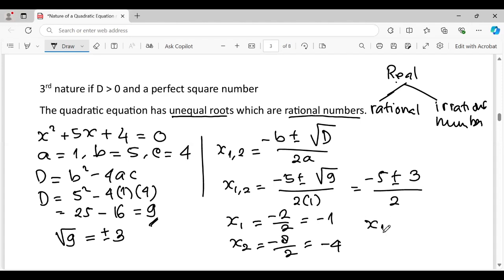Look that x1 is unequal with x2, different. x1 equals minus 1 and x2 equals minus 4. So this quadratic equation has unequal roots, and these unequal roots are rational numbers, minus 1 and minus 4.